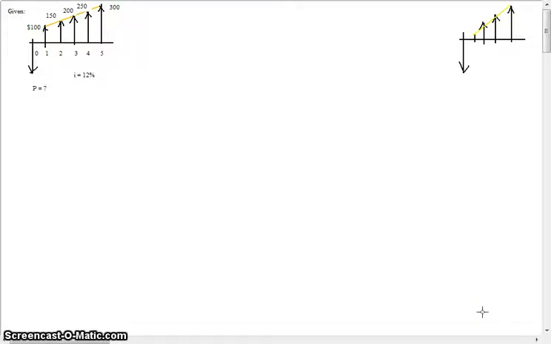Hello, today we're going to do the positive gradient for cash flows. I've drawn a problem up already. It's showing as a given. We need to find the present value of this gradient that goes up.